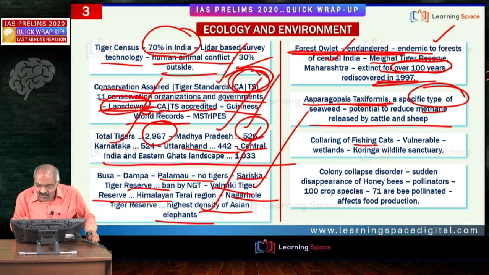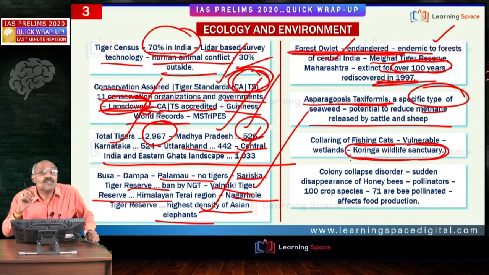Then, collaring of the fishing cats. Fishing cats are quite often in the news. And the fishing cat's ecosystem is wetlands, please don't forget. And here, Koringa Wildlife Sanctuary is in the news because of collaring of the fishing cats. These are vulnerable. When somebody is talking about fishing cats, please do not forget wetlands. The ecosystem is wetlands.